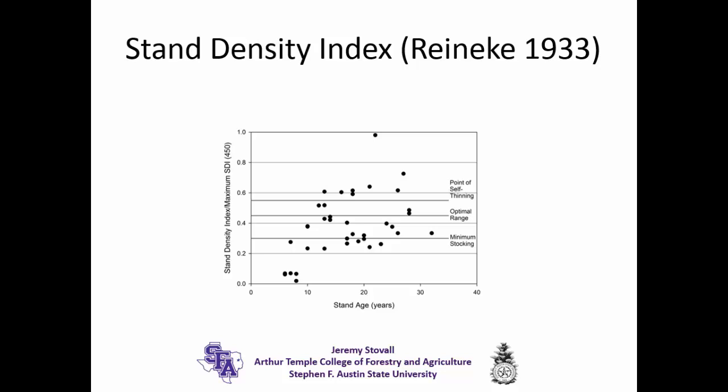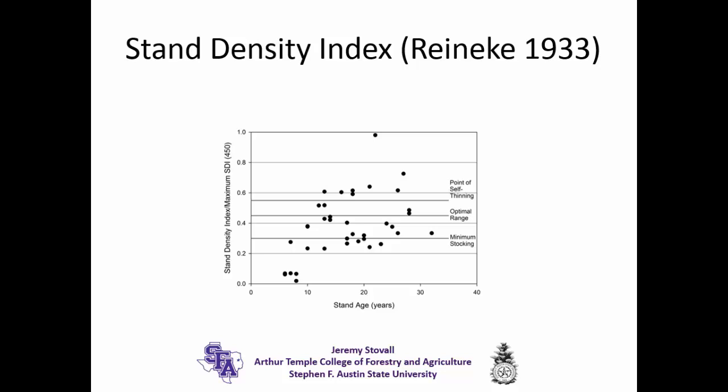And what you see in this data is basically only the young stands are severely understocked, which is what we expect. They haven't hit crown closure yet. They shouldn't be stocked that highly. Everything's over 20% once you get past about age 10. And they do have some stands that are pretty substantially overstocked.